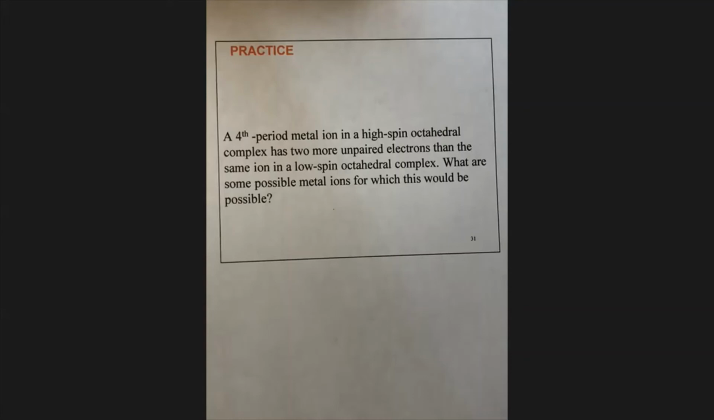So how do you think we go about this? Well, let's convert this. First of all, it says that it's octahedral, so we can use that chart. And it says it's in a high spin complex. So we're going to look at something that is essentially a weak field ligand. And it says it has 2 more unpaired electrons than if you had it in a low spin octahedral complex.